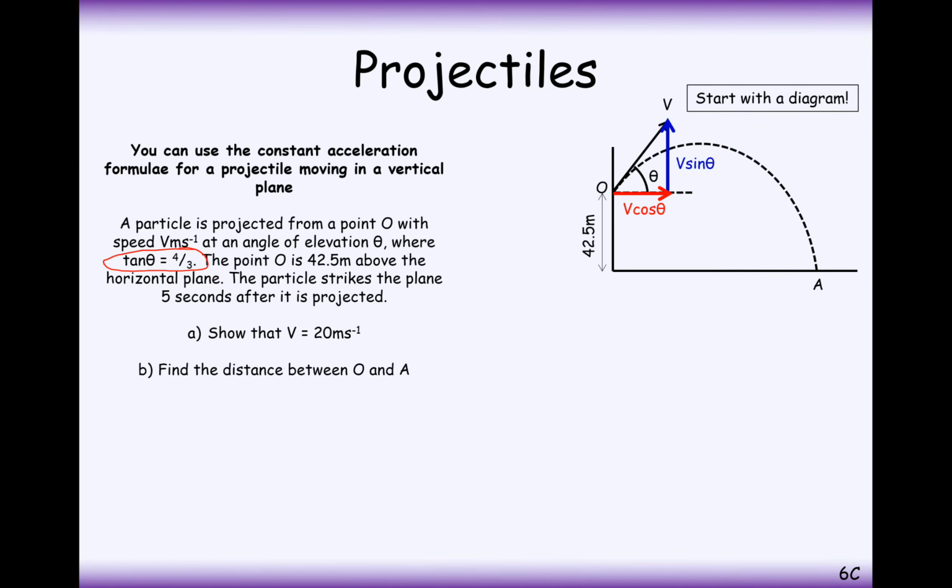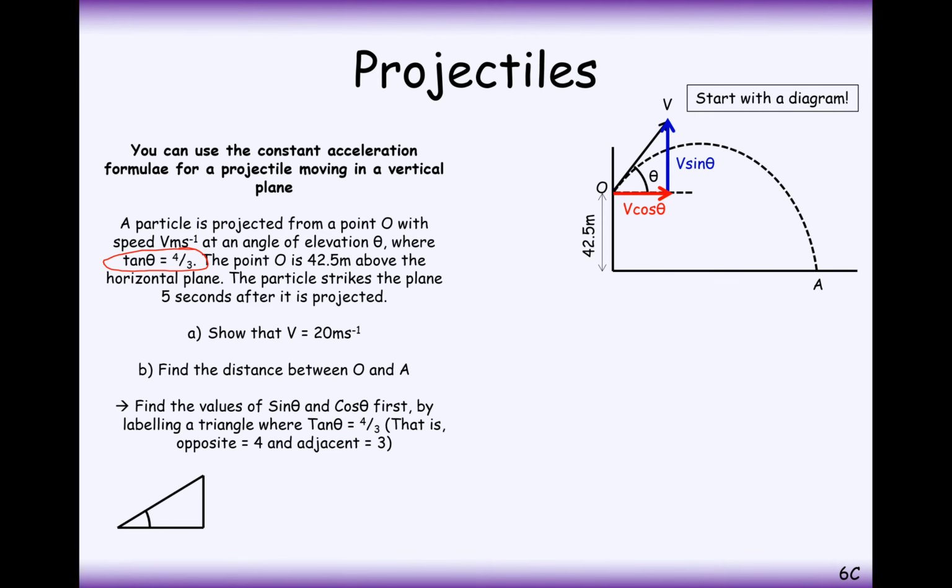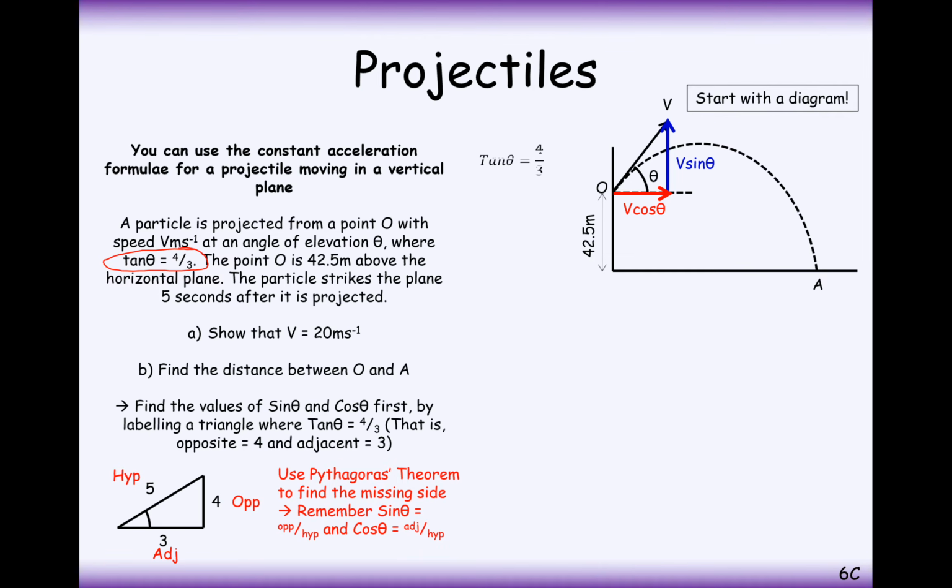So resolving our speeds first, we're going to have v cos theta and v sin theta. And for the vertical component here, we're going to be using an initial speed of v sin theta. Now we'll do a little triangle in the corner of our page then. Tan theta is opposite over adjacent, so that's going to be 4 and 3 in those positions there. Pythagoras will tell you that 5 will go on the hypotenuse, so therefore sin will be opposite over hypotenuse, 4/5, and cos will be adjacent over hypotenuse, 3/5.